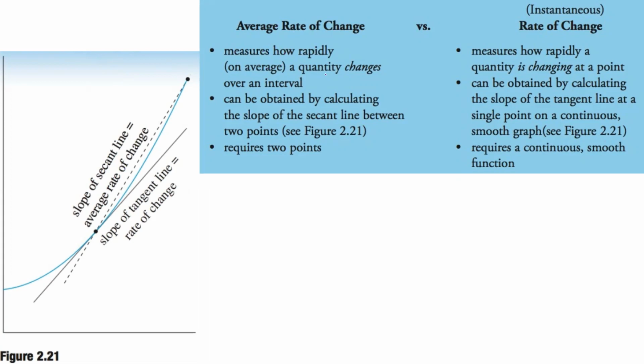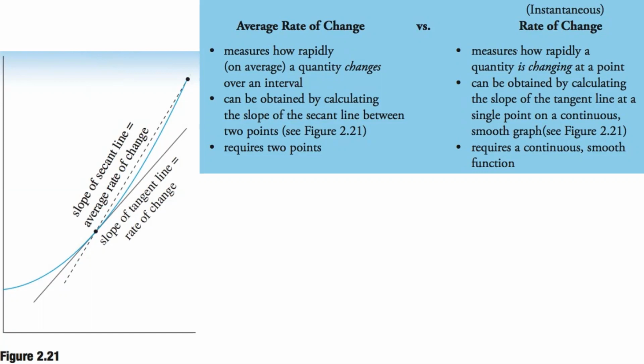Now this can be attained by calculating the slope of the secant line. If you remember, we've been looking at slopes, and so if that's our point of tangency, then we can make a slope between that and some other point on the line, and we can find the secant line, and we can find the slope from that. So that's going to give us the average rate of change, and it requires 2 points, usually that point of tangency and some other point.